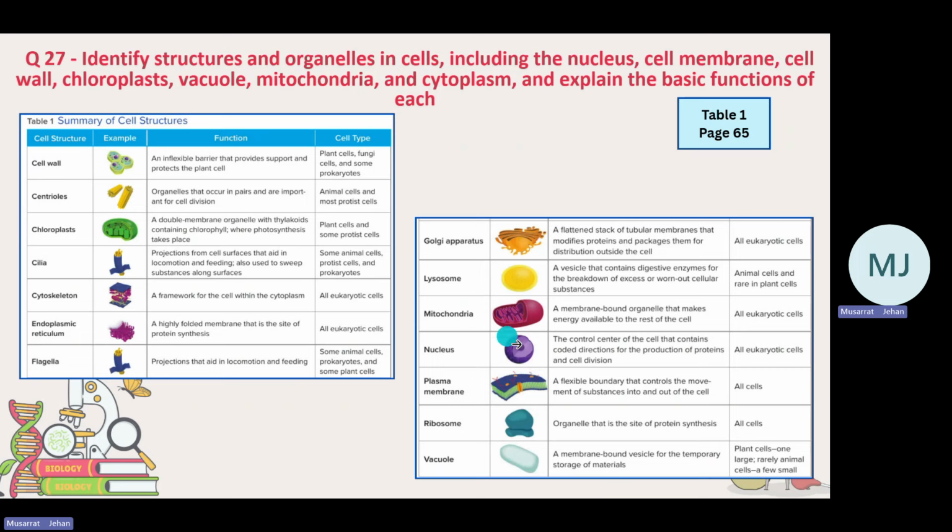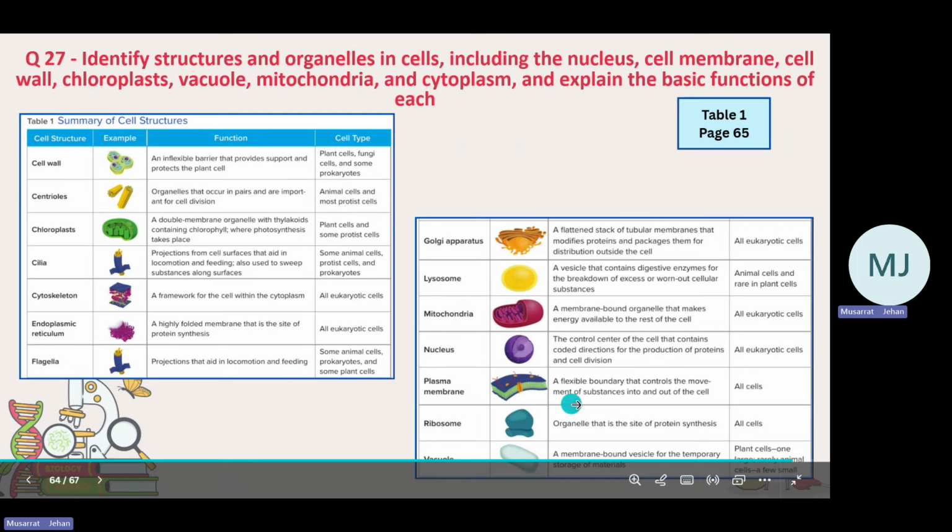Nucleus is found inside the cell, and inside it is the nucleolus. This whole thing is the nucleus. It is the control center of the cell. It contains coded directions for the production of protein. It has genetic information. Plasma membrane we've discussed.